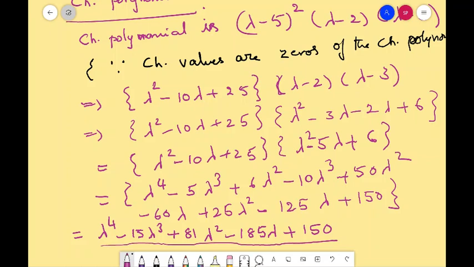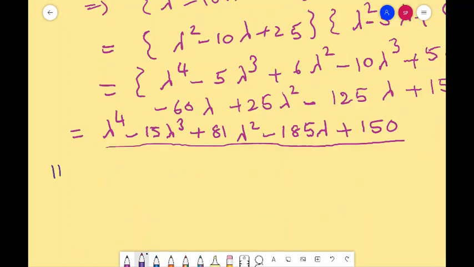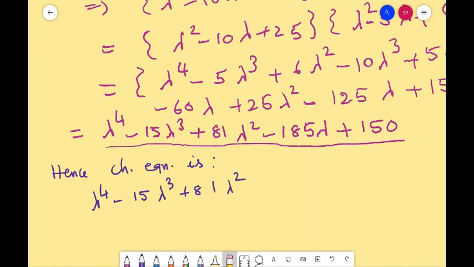So here we didn't solve any det(A minus lambda I). Since we know the characteristic values, from there we got the characteristic polynomial. Hence, the characteristic equation is lambda power 4 minus 15 lambda cube plus 81 lambda square minus 185 lambda plus 150 is equal to 0.